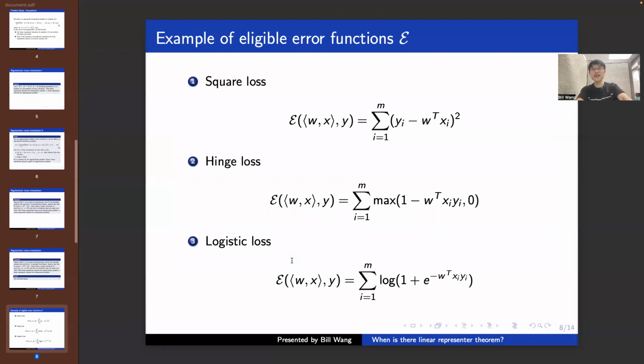Instead of giving you the proof for the theorem, I will show you some examples of the eligible error functions that fulfill the conditions that we have shown in the previous theorem. All the loss functions that we learned in class, which include square loss, hinge loss, and logistic loss, fulfill the conditions that we impose on the error function. So when we use these three error functions, and on top of that have some other conditions on the penalty function, then when the linear representer theorem holds for one class, it will also hold for the other class of problem.